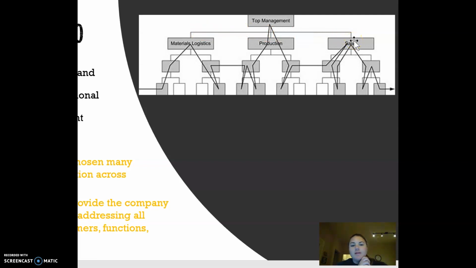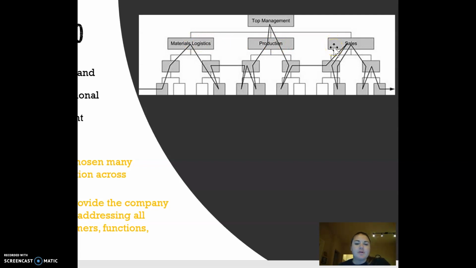The lateral processes are information and decision processes that coordinate activities across different organizational units, providing mechanisms for decentralizing general management decisions. As you can see here, you have top management followed by this lateral design, and you have the integrators here. We'll talk more about that.